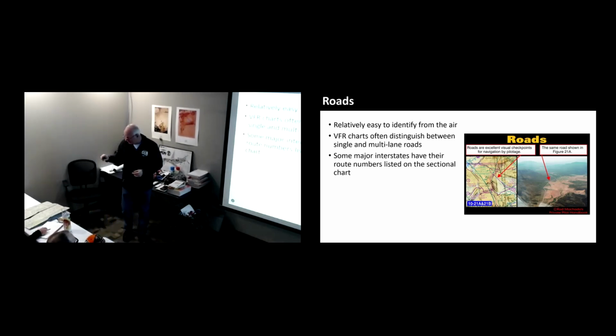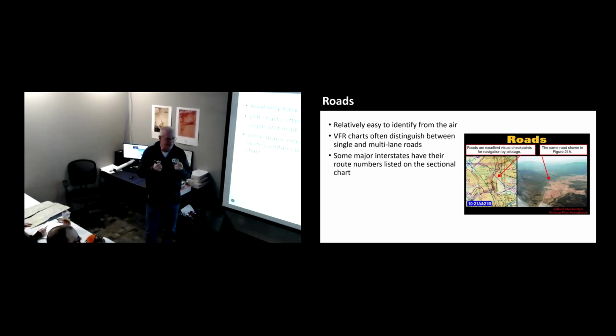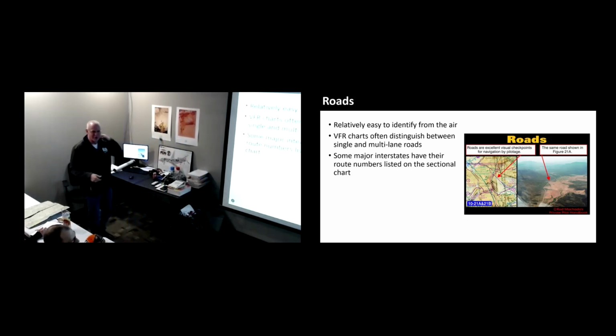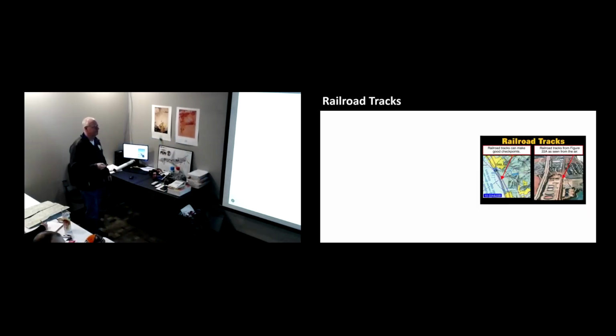Okay, some of the roads you will see if you look really closely, and more so on a TAC chart, which we'll get to in a minute, will actually list the route number, right? Route 76. You can see it cutting across Pennsylvania. You'll see the turnpike Route 76 sign or symbol on the chart. So that's one way to know specifically what road you're looking at or looking for.